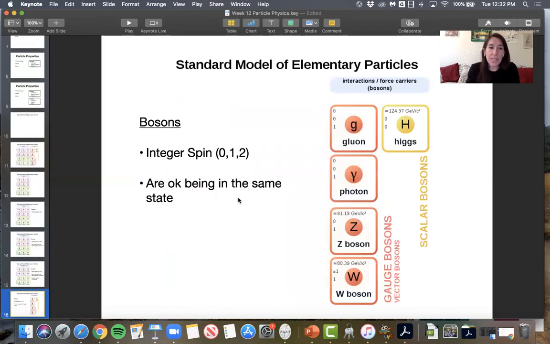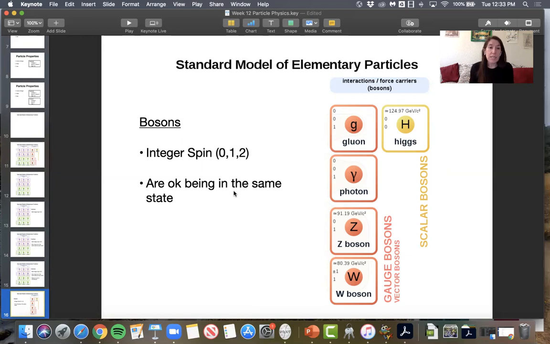All right, so on the other side, we have the bosons. These have integer spin, which is to say 0, 1, or 2. These are all integers as opposed to half integers. So these ones in orange, you'll notice this bottom number is the spin. They all have spin 1, whereas the Higgs boson has spin 0. So that's why it's a little differentiated here.